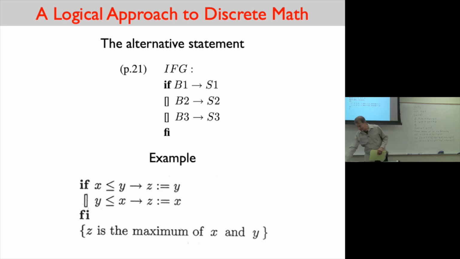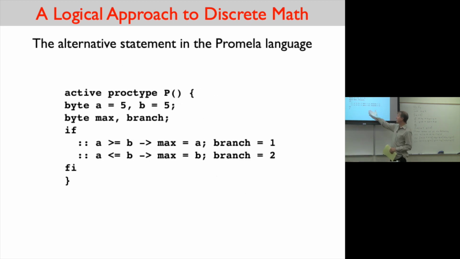So here it is in Promula. We have guard A greater than or equal to B, then max gets A, branch gets 1. That's another variable. And then A less than or equal to B, max gets B, branch gets 2, and then phi. And so what happens if A does equal B? Well, either this one will happen or this one. You don't know which one. You get either branch. So there you have it in an actual functioning, real programming language.